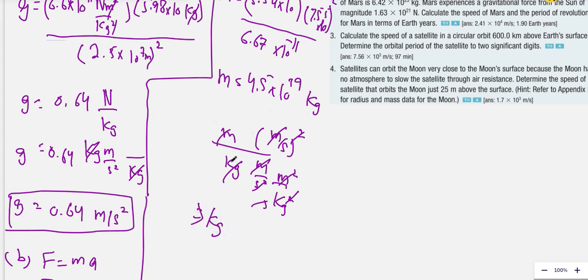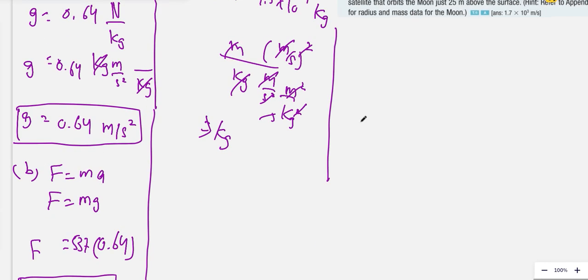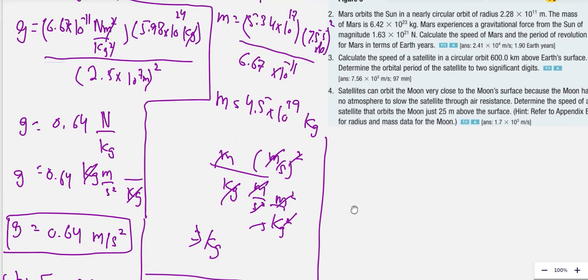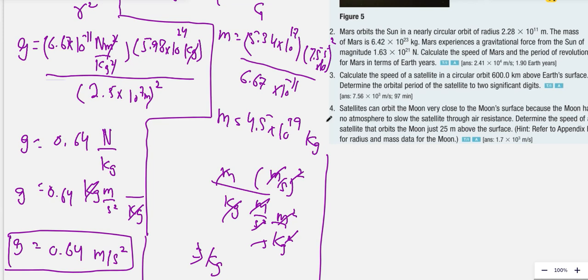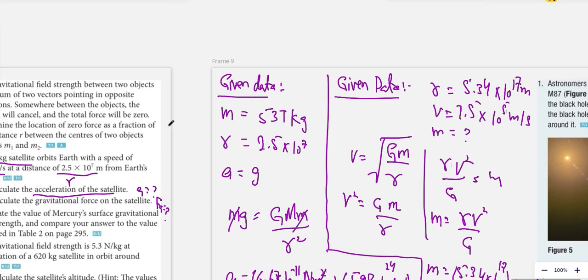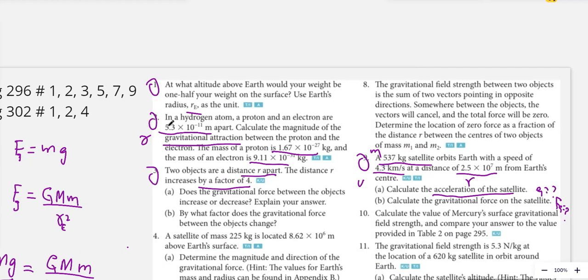If we apply the unit conversion, it is also valid, but we already know the unit of mass is kilogram, so we do not need to. And this is for question number 1. Now these other questions which we have to do are 2 and 4.